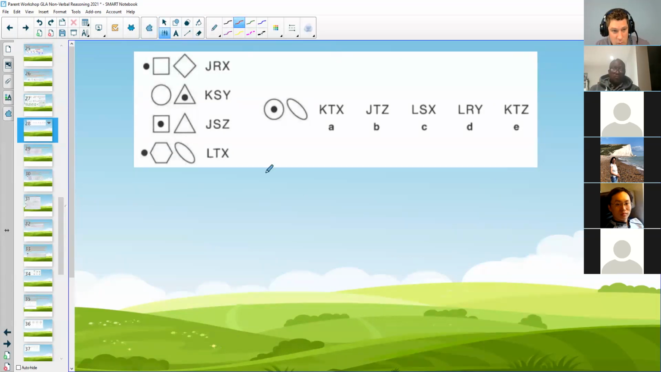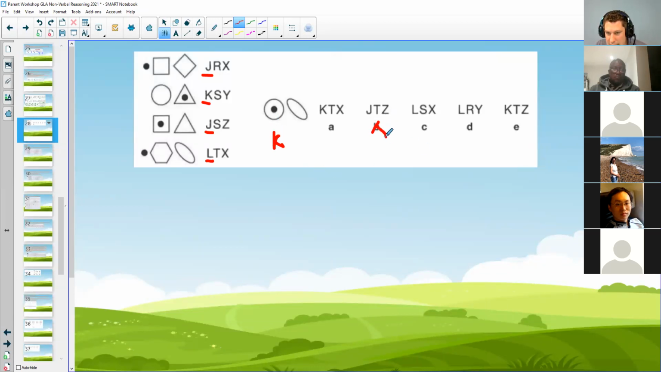Let's just have a quick look at this one, just so you can see how it works with 3 letters. It's very similar. We look at the letters that are the same. So in this instance, we've got a J and a J. What do they stand for? The J is a square on this side. The K is the circle. The L is the hexagon. We've got a circle on this side, so we know we need a K as the first letter.